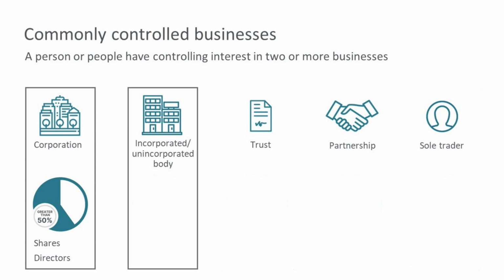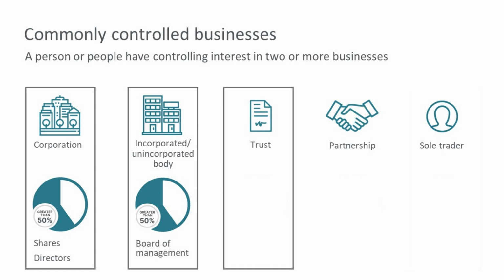Next, businesses conducted by either an incorporated or unincorporated body. Any person or set of persons who form more than 50% of the board of management of that body has control of that business. Where a business is conducted by a trust, any individual or group of people who are beneficiaries of more than 50% of the value of the interests in the trust control that trust. Interests include, among other things, entitlements to profits or capital distributions.